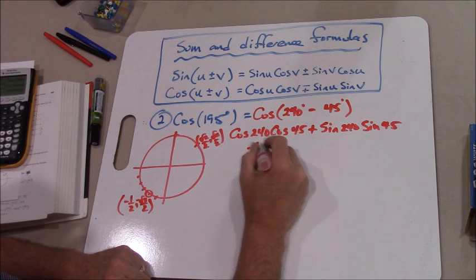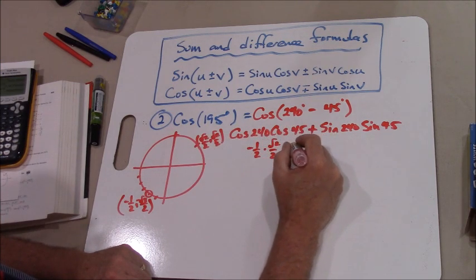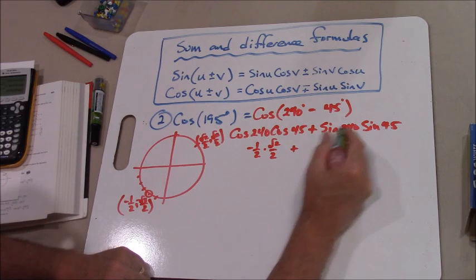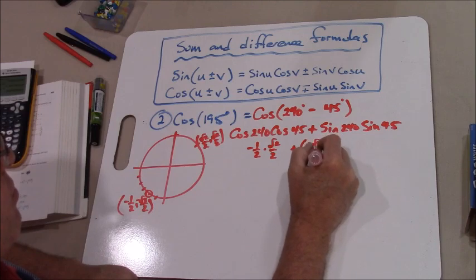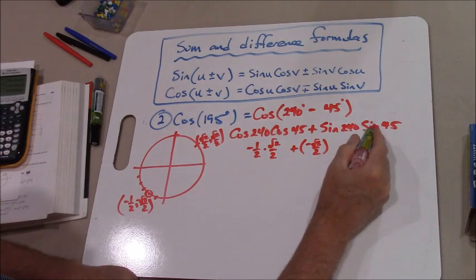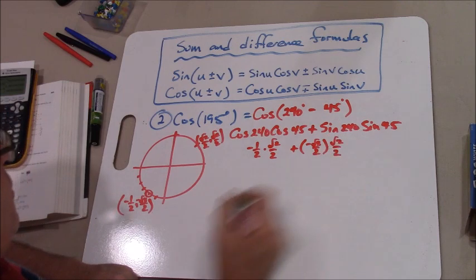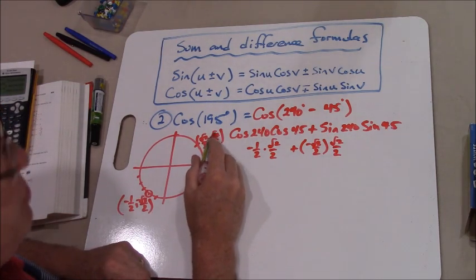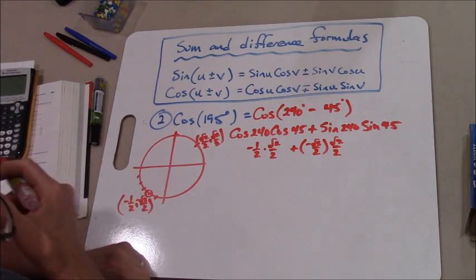Cosine of 45 is going to be root 2 over 2, plus sine of 240, which is a negative root 3 over 2, times the sine of 45, which is root 2 over 2. I know this is really hard to read, but we know what this is supposed to say, right? If you guys have your own unit circle, you can look at that.